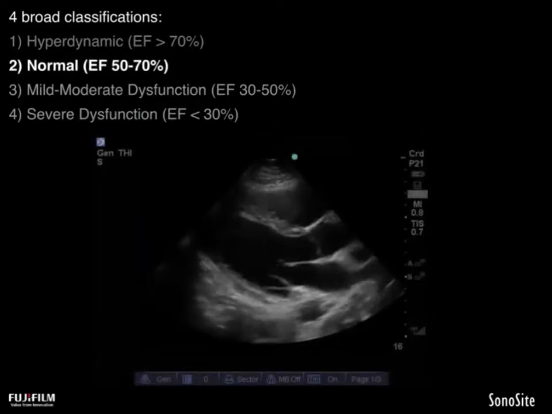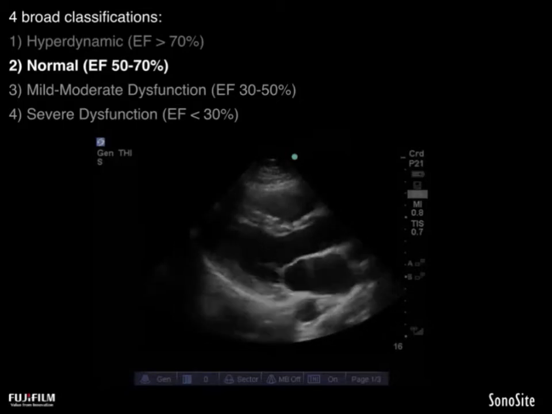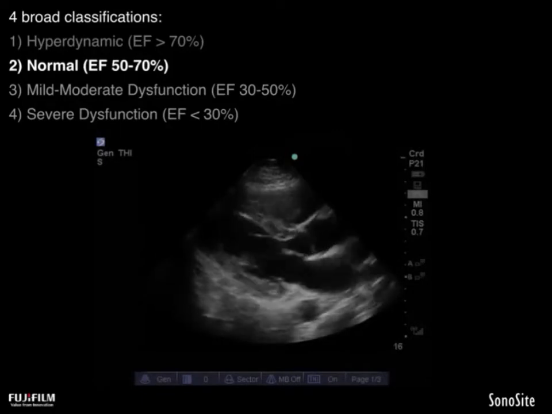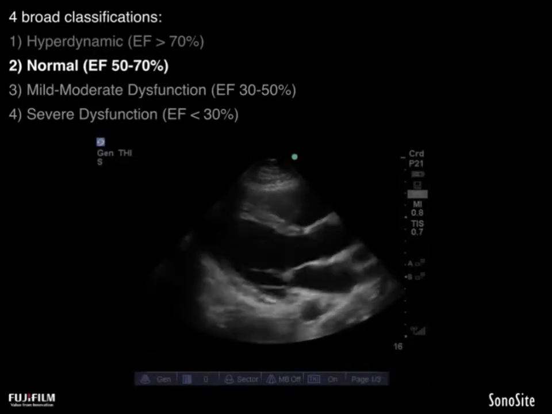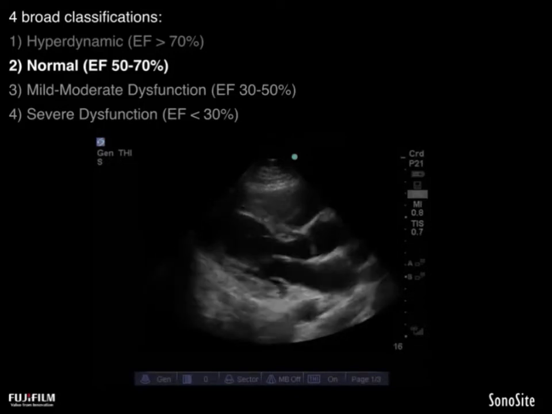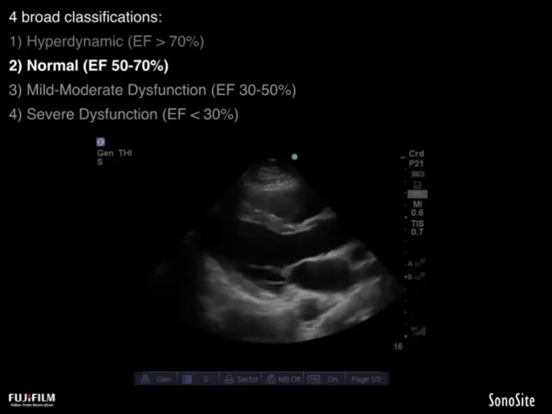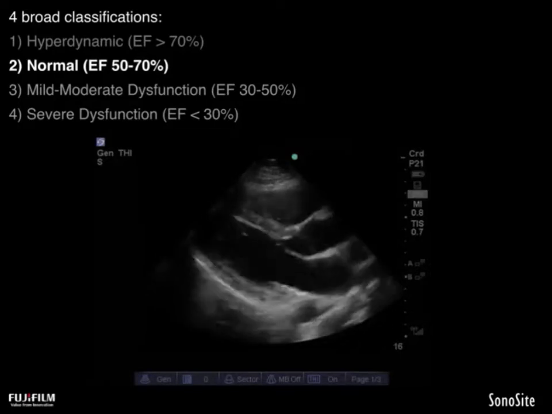Now, a normal left ventricle, by comparison, which we've already seen, is in the range of an ejection fraction of 50 to 70%. We have good thickening and good excursion. We have anterior mitral valve leaflet movement, or EPSS, that approximates the septum. All is good with this ventricle. Not as vigorous as hyperdynamic, but perfectly normal.